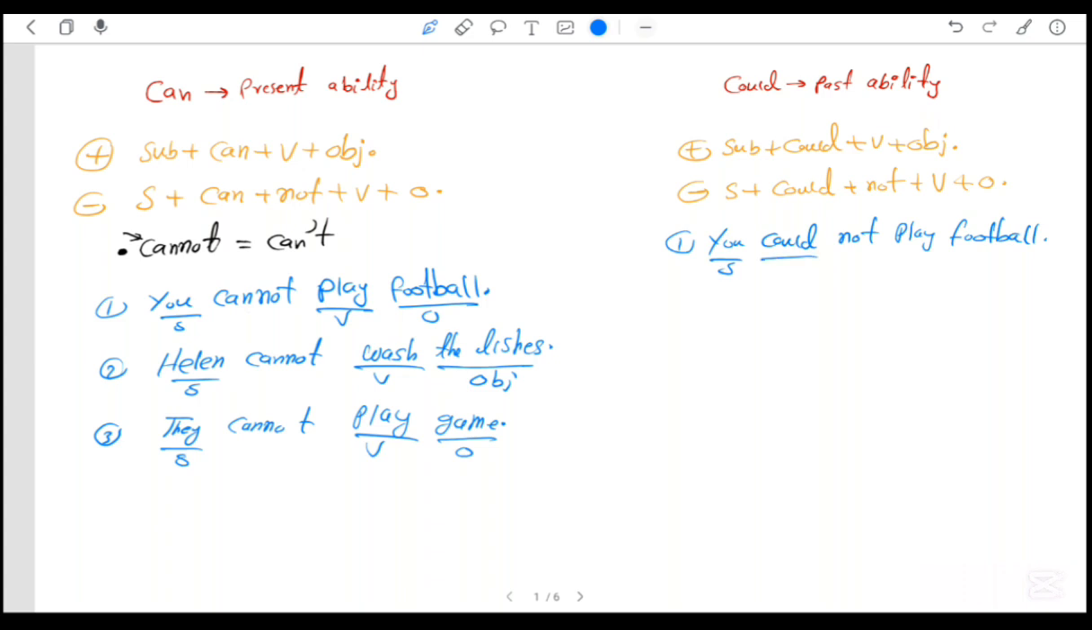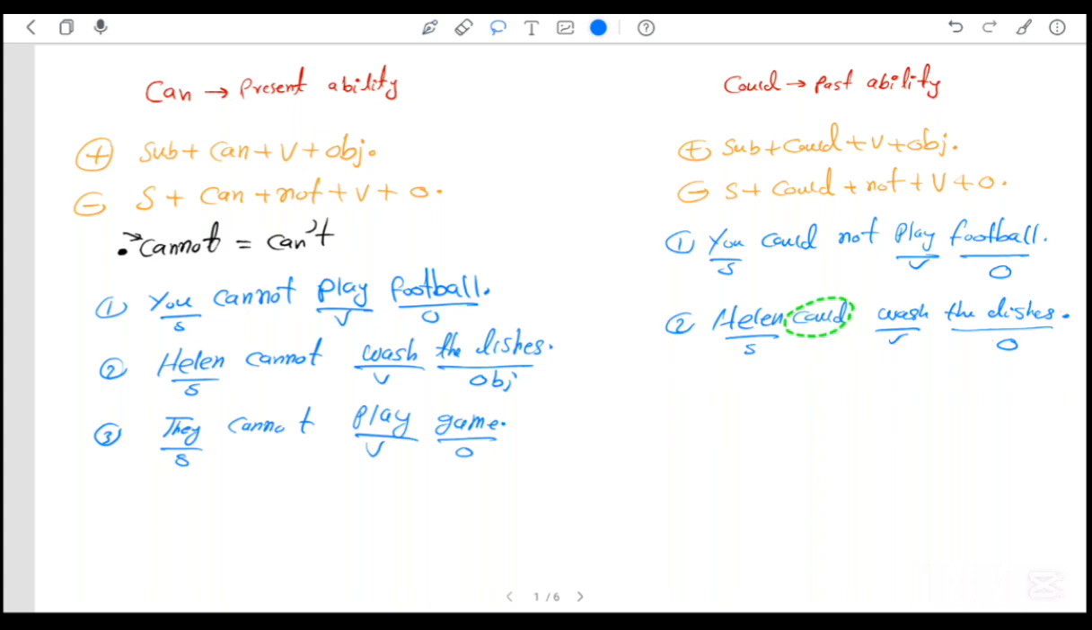Okay, let me analyze the subject. I'm not going to analyze could, the verb, and also we have the object. Sentence number two, let's say, Helen could not wash the dishes. We have the subject, the verb, and the object.